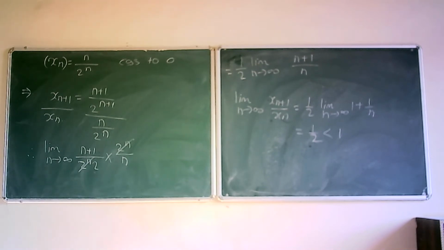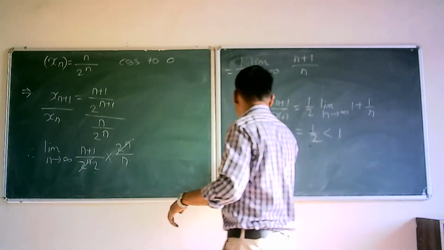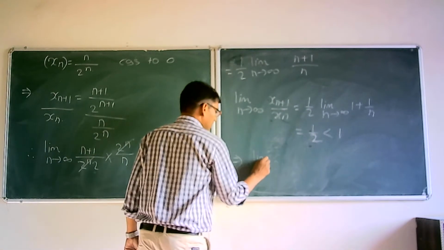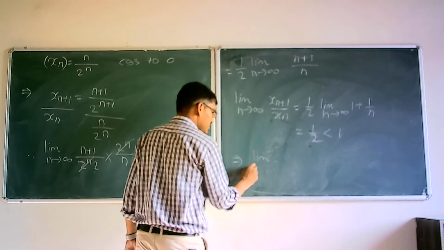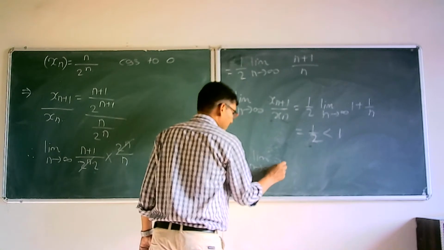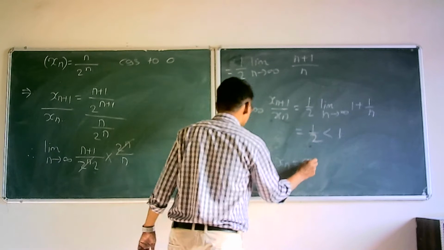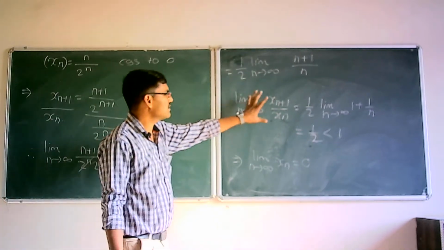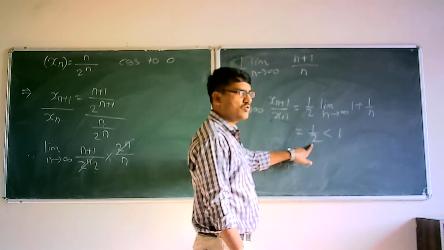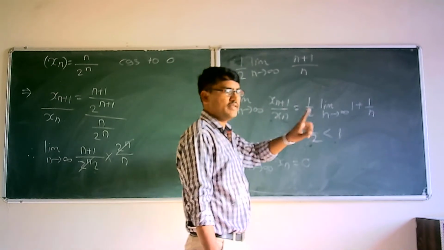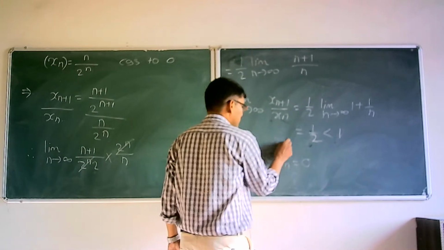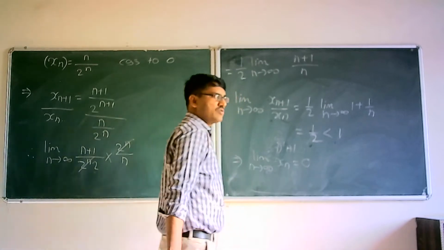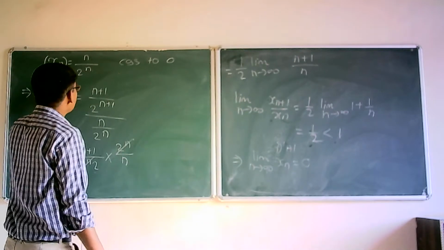Which is less than 1, and therefore by using the D'Alembert ratio test, the limit as n tends to infinity of x_n converges to 0. That is, this sequence converges to 0. Why? Because this limit is equal to 1/2, which is less than 1, and therefore by using the D'Alembert ratio test, we can write this sequence converges to 0.